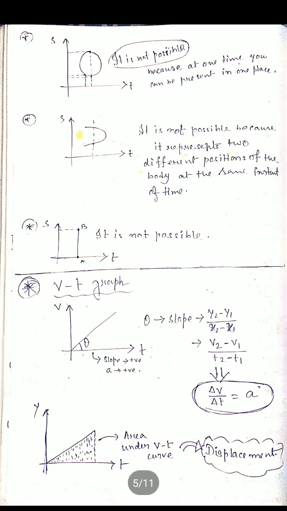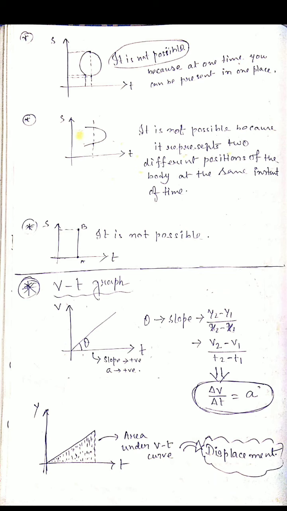Next, here also I will draw 3 graphs which are not possible. Displacement time graph: the first one is a circle, the second one has a nature like this, and the third one is parallel to the y-axis. If this type of graph is there, then we can easily say that this is not valid.